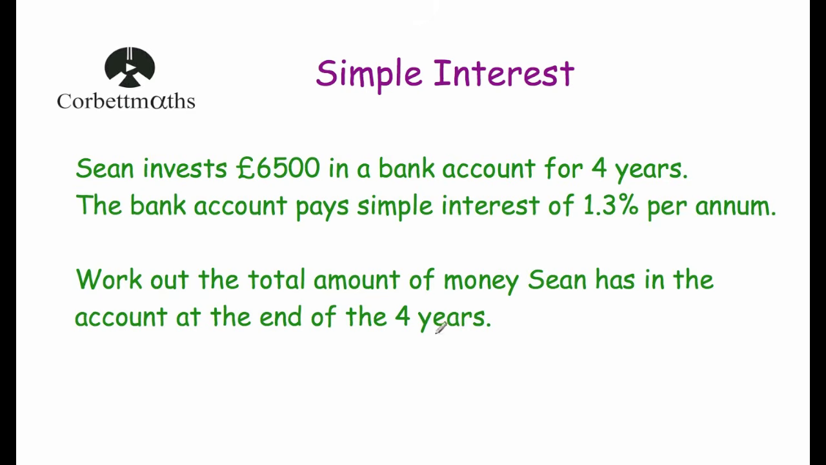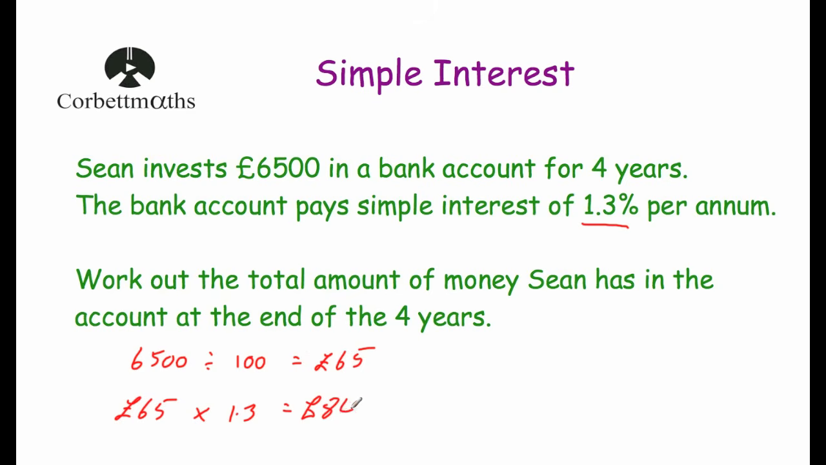So this one we are working out the total, not just the interest. We know that the simple interest is 1.3% per annum. So we're going to need to work out what 1.3% of 6,500 is. And this is a calculator question. We're going to take our 6,500 and divide it by 100 to work out what 1% is, which would be £65. And then we're going to take our £65 and times it by 1.3 to work out what 1.3% would be. So 65 times 1.3 is equal to 84.5.